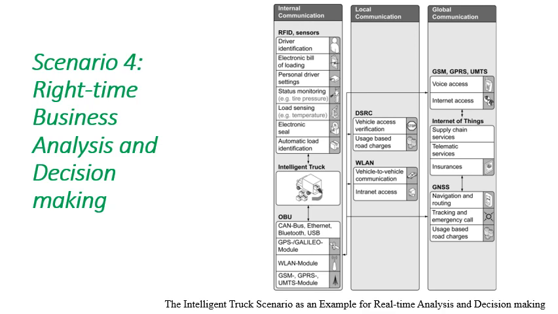Here, for internal communication, what sensors will be available? The driver identification, electronic bill loading, personal driver settings, status monitoring, load sensing, electronic seal, and automatic load identification, that is the OB units. Then GSM, GPRS, WLAN service, DSRC service, and global communication such as GSM, GPRS, UMTS. Such services make the actual car an intelligent truck, an intelligent car. Then, without a person being involved in the car, they are able to monitor everything inside the car.